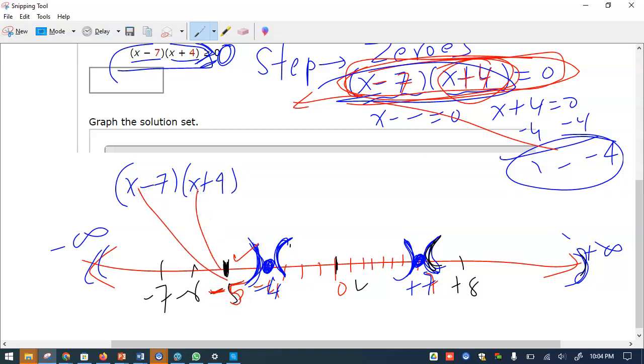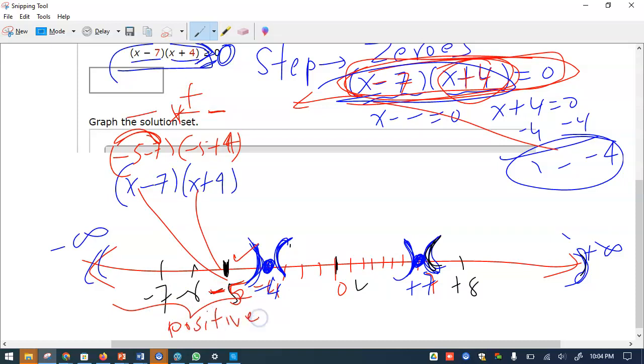Do you get positive or negative? So minus 5 minus 7, and this one is minus 5 plus 4. And clearly this is going to be negative. And you're multiplying, this is going to be again negative. So negative and negative makes it positive. So that means this whole thing is positive. The graph will be above the x-axis.